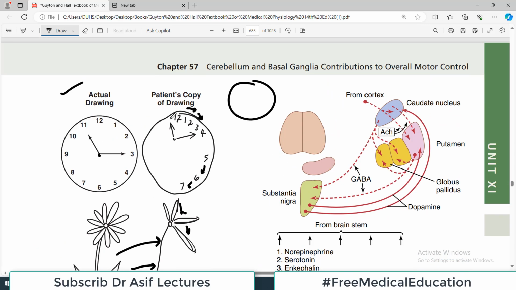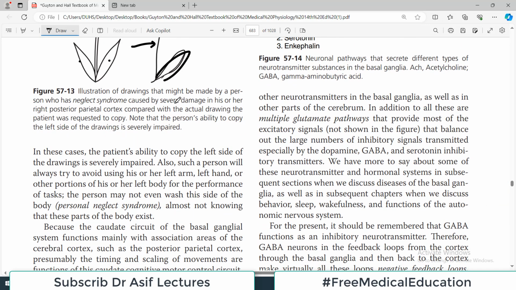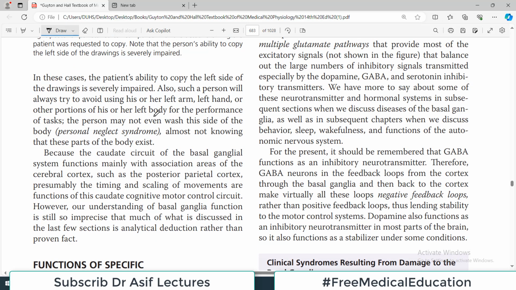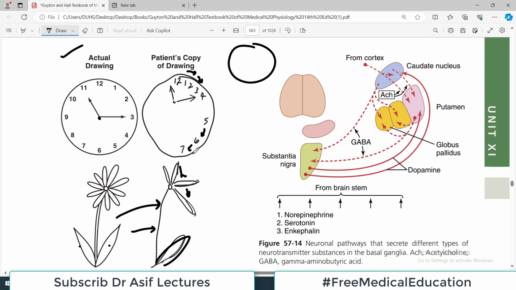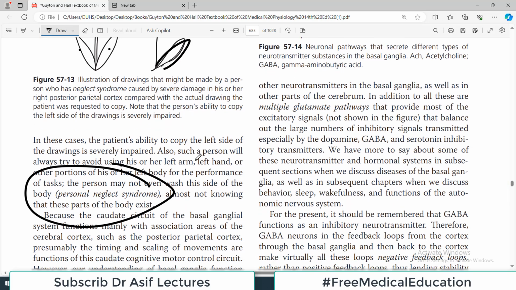These types of things happen when the basal ganglia are damaged, and they have specific names obviously, such as personal neglect syndrome. So remember that your basal ganglia are super important for coordinated skilled movements, right?